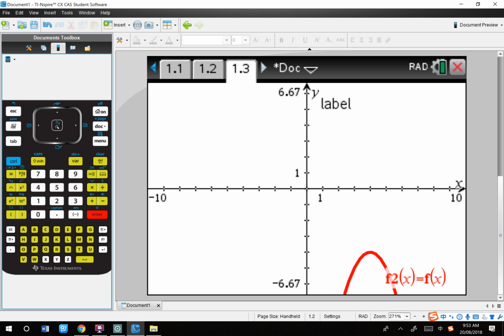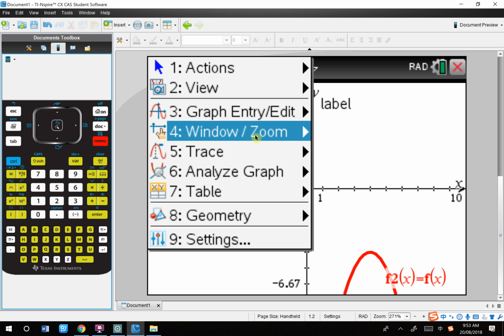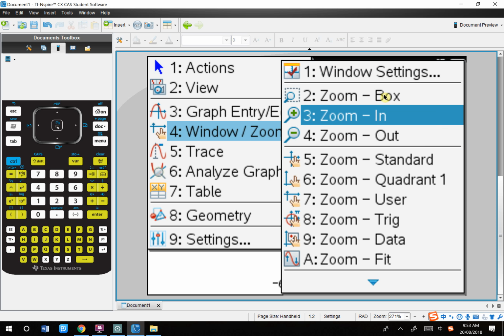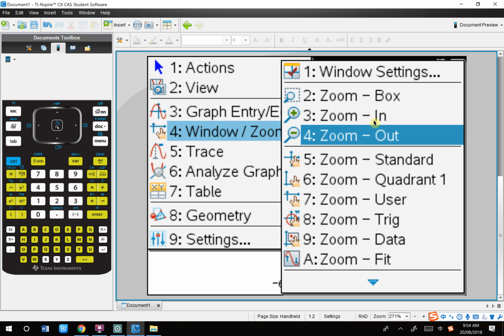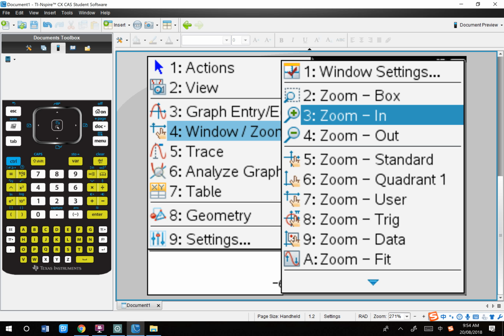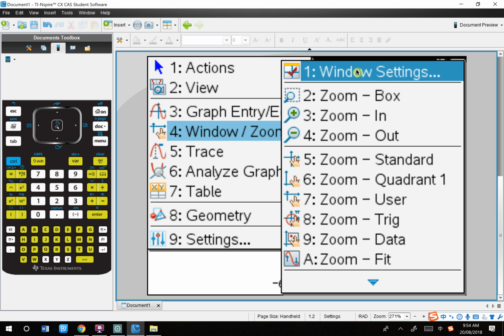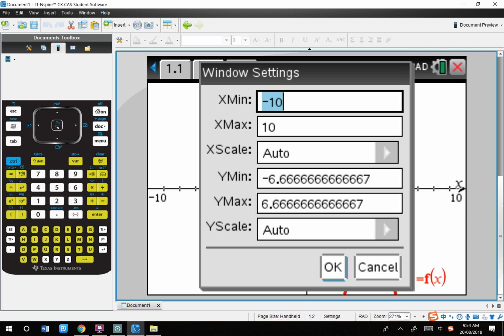So what I can do is go menu, number 4, window and zoom. Do not use zoom in, zoom out. That's not working well, and it's very slow, just uses a lot of time. I will go for number 1, window settings, menu 4.1, to change it manually. Then you may ask me what I should change. I will say analyse the graph first and have a good guess.